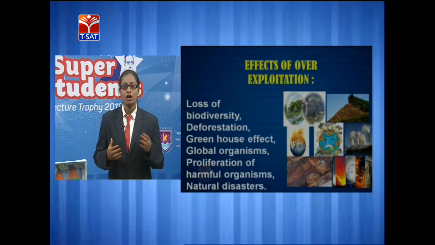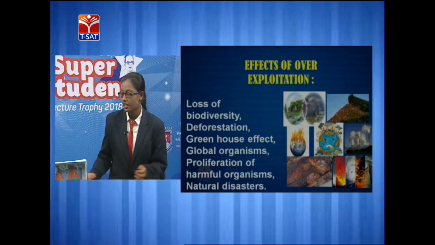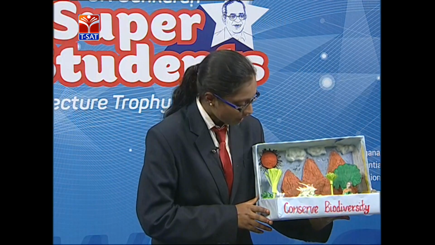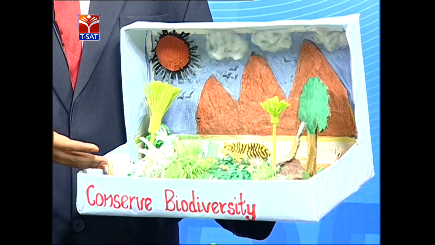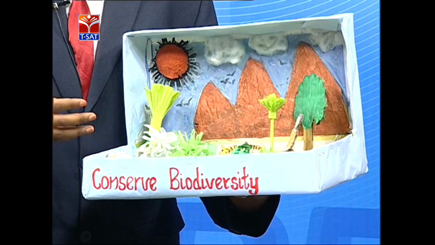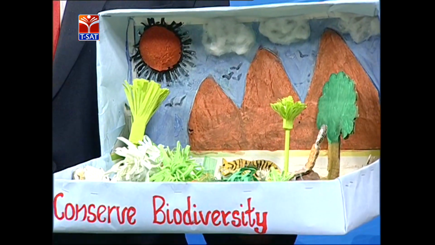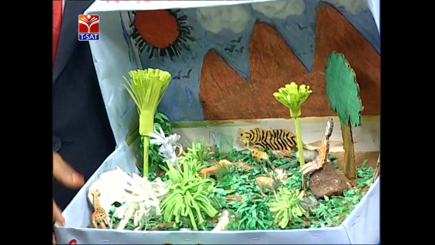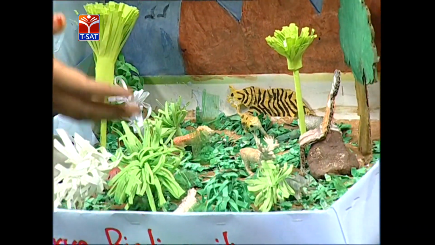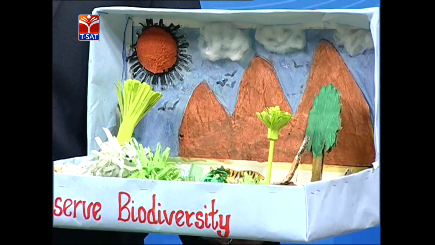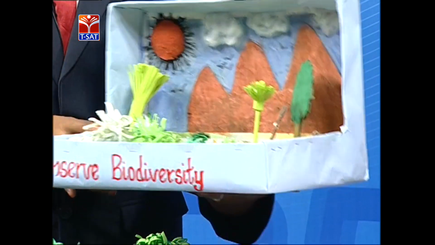First one, the loss of biodiversity. I have created this diagram of biodiversity, where all the plants and trees were present in it, and all the animals are also present here. I wanted to explain that all of this is being lost: all the animals, humans, trees, mountains, clear sun, and clouds with humidity. But nowadays, due to overexploitation, this biodiversity is completely lost.